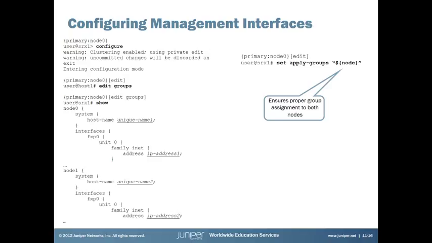So all that's being configured on the primary node. Just notice we're going under the edit groups hierarchy. That is where this is all happening. And you notice it's happening on node 0, which is our primary node with our active control plane. One of the things we need to do, you'll notice here under the primary node, is set apply groups over there, and that will ensure the group assignment on both nodes.